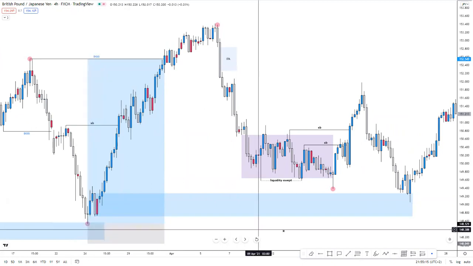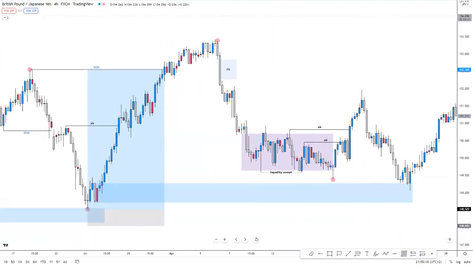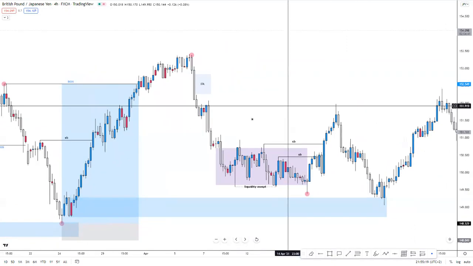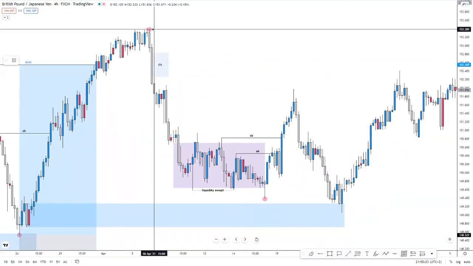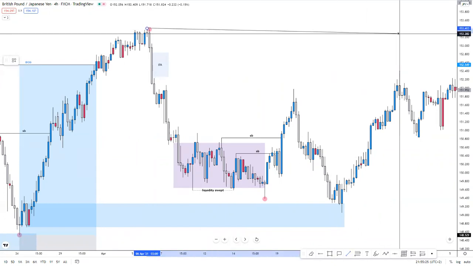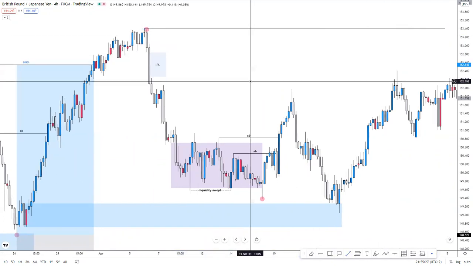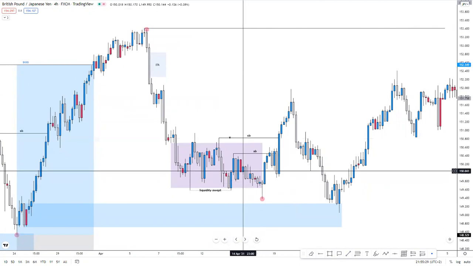So price either needs to break down here for the price to be bearish or break the high to continue. So sub break of structure. The main break of structure is to this level here, right? Price pushes up, break structure.